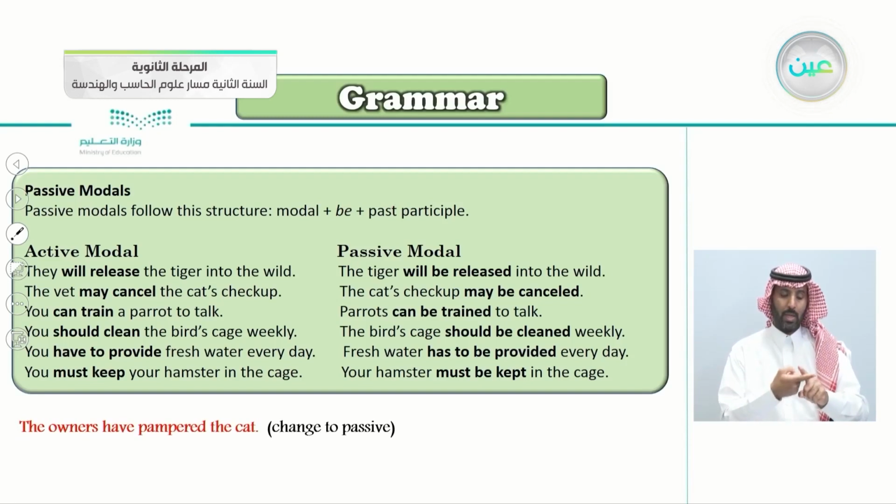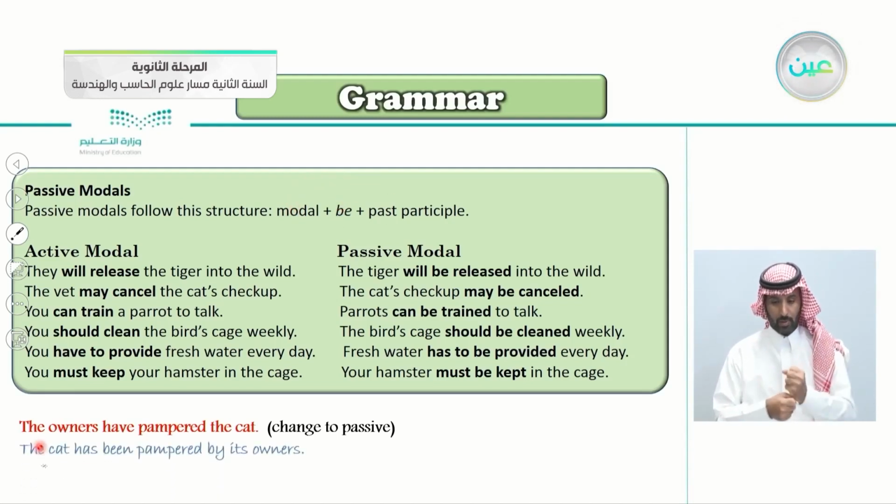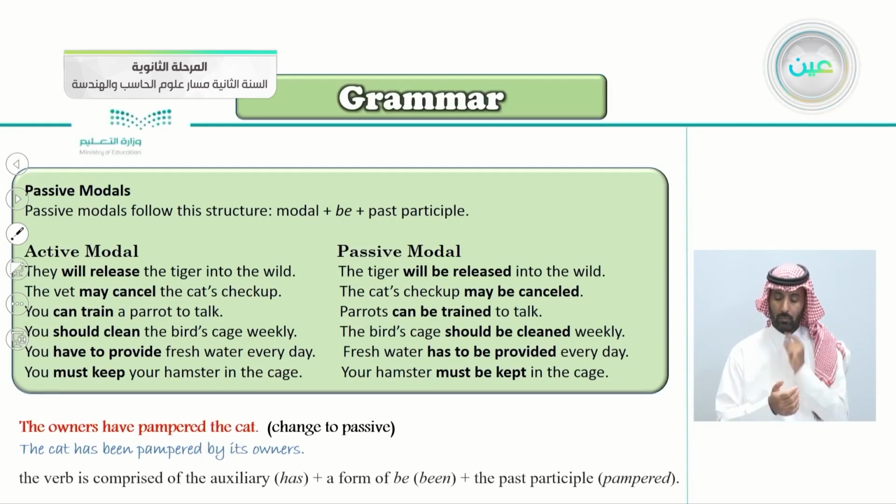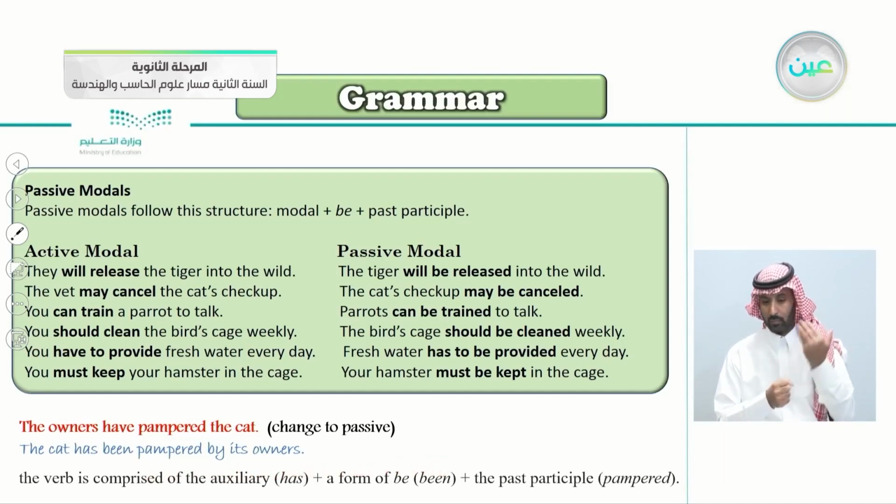So for example, the owners have pampered the cat. How do we change it to the passive? We begin with the object, yes, then the modal verb, then be, then the past participle. So we say the cat has been pampered by its owners. If you want to add the subject, you say by, then you write the subject, its owners. So the verb is comprised of the auxiliary has, plus the form of be, been, then the past participle pampered.